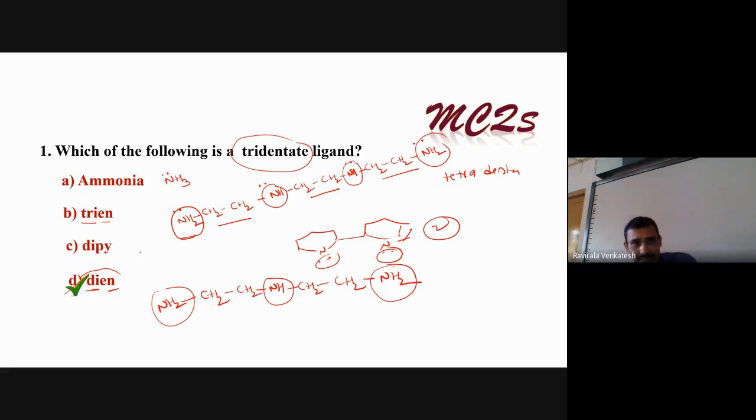In this way we can write. Don't memorize dien, trien, like trien is 4, something like that. Okay, right. This is about the classification based on denticity. Now let me move to one more classification.